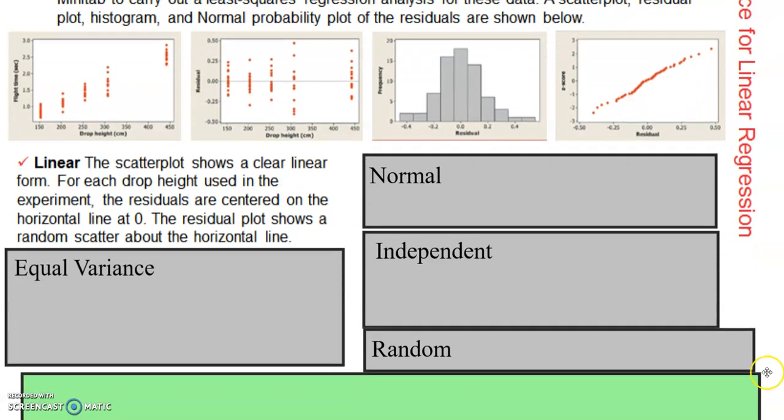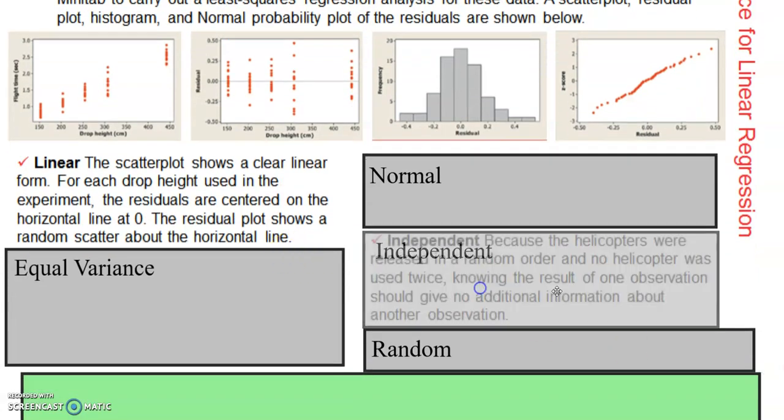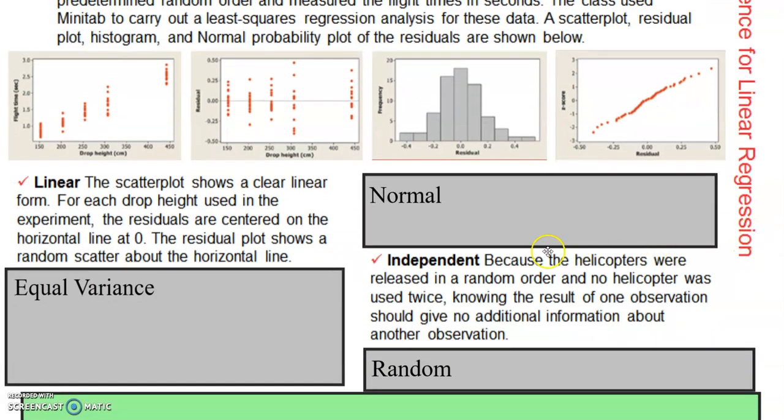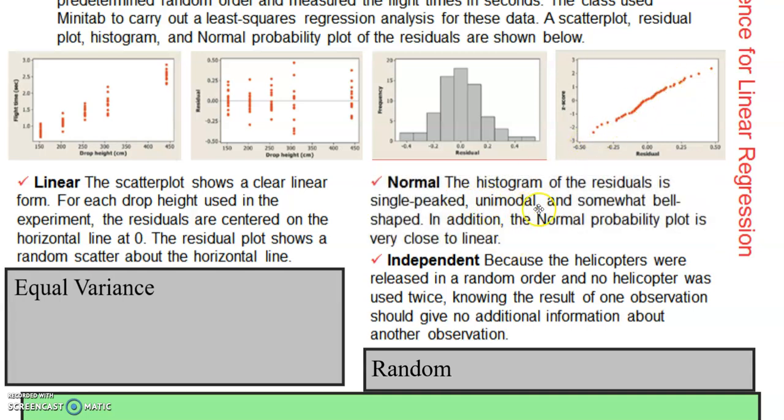Let's see. Independent. The independent condition, we look at how the data were produced. Because the helicopters were released in a random order and no helicopter was used twice, that means they are independent from each other. And the normal condition, I look at the plot, the histogram of the residuals, or the normal probability plot of the residuals. This looks symmetric, unimodal, roughly normal. This normal probability plot has a linear shape, so that meets our normal condition.